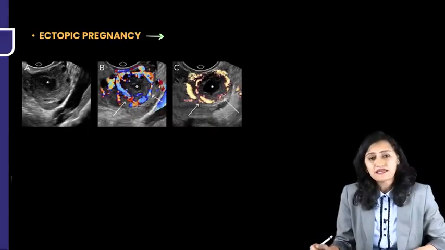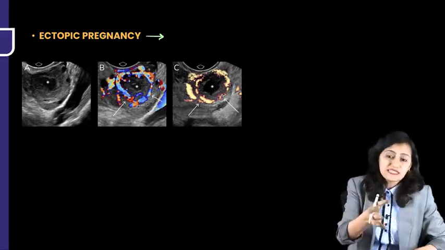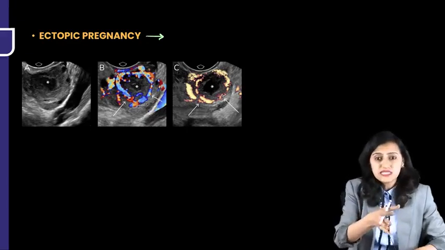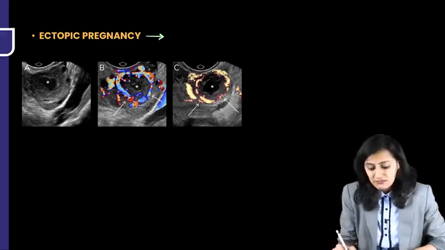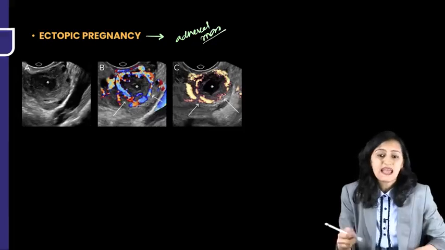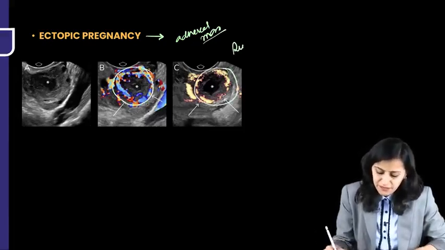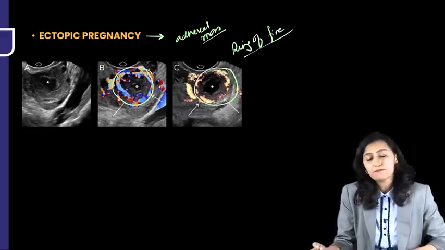Now, ectopic pregnancy, how do we identify it? There would be a pseudo-gestational sac or no gestational sac in the uterus. We might see an adnexal mass basically, the most common site being the adnexa. And when we do Doppler, you see this ring of fire appearance. The ring of fire appearance is seen with ectopic pregnancy.